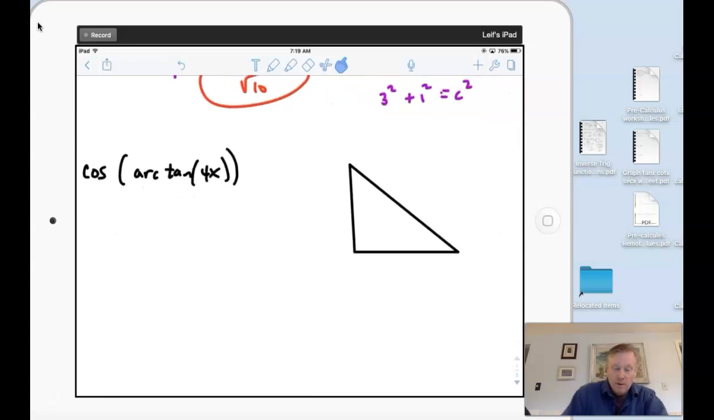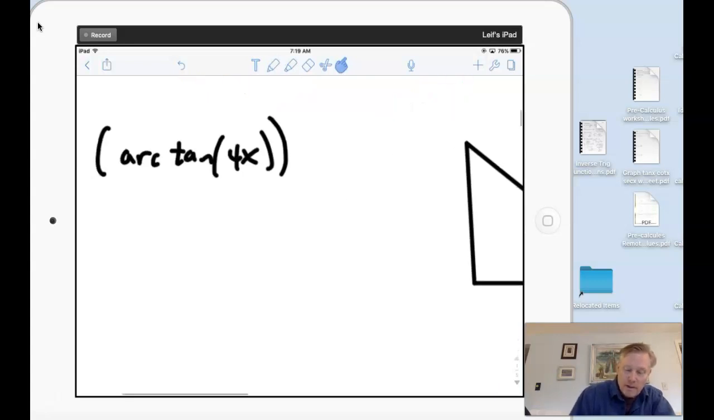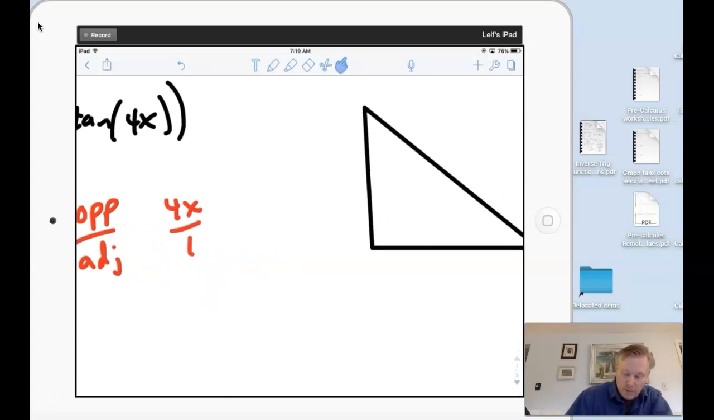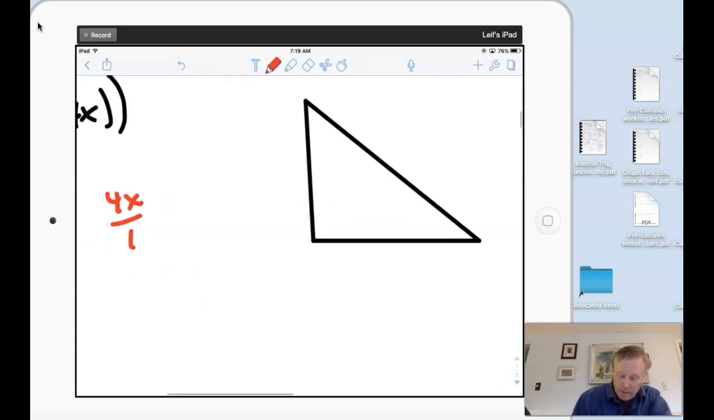It's all fun and games, so someone throws a variable in there. Same idea though. Tangent is opposite over adjacent, so that's 4x over 1. I've got to put an angle in here. That's my right angle. I just keep using that one over and over again, but you can move the theta to the other. It's okay. You could have the theta up here also if you'd like. Just make sure you only have one of them.